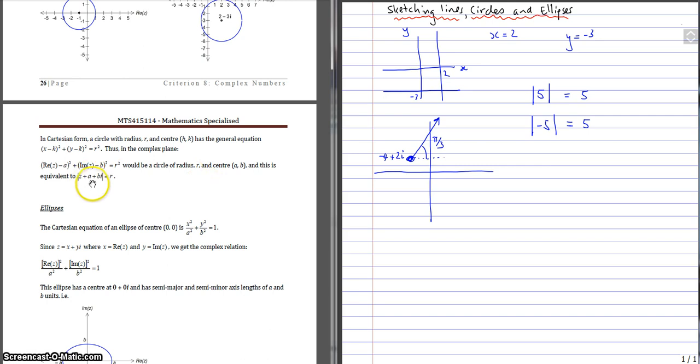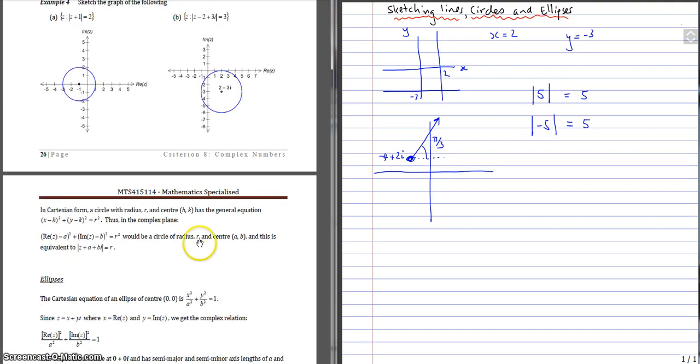And so this is equivalent to the modulus of z plus a plus bi equaling r. And you could work through that to prove that. What we'll do is we'll leave it at that for this video, and we'll pick up our work on ellipses in the next video.